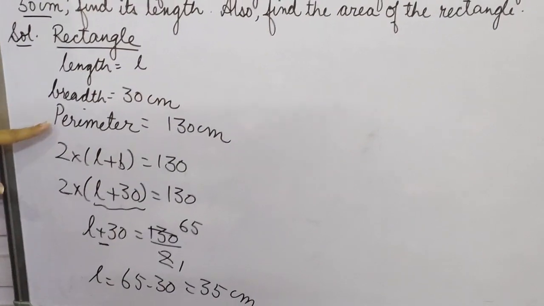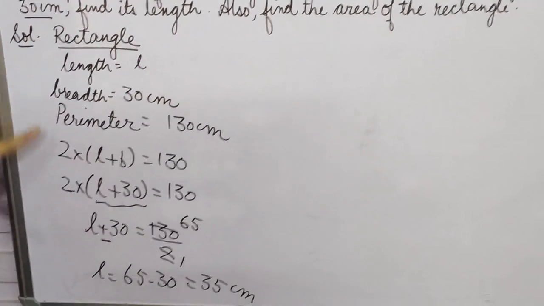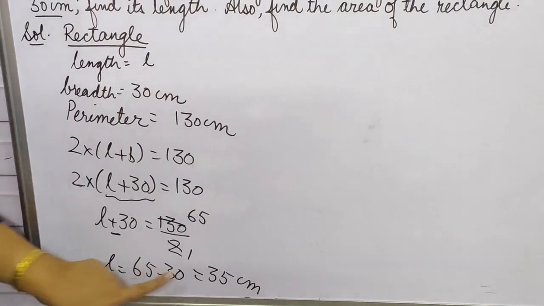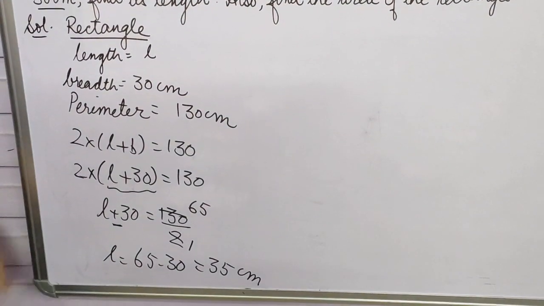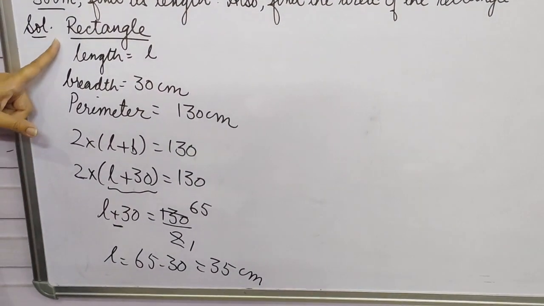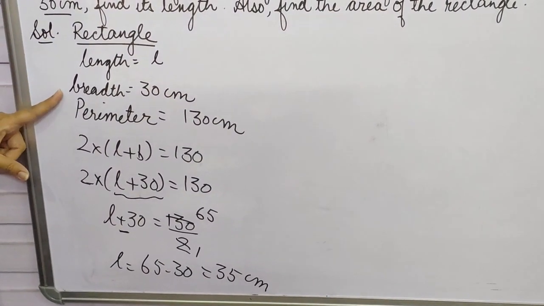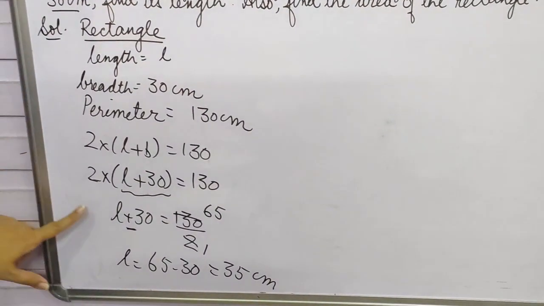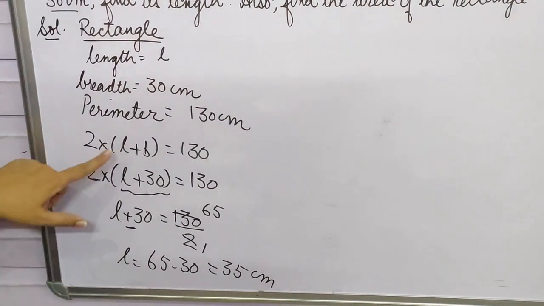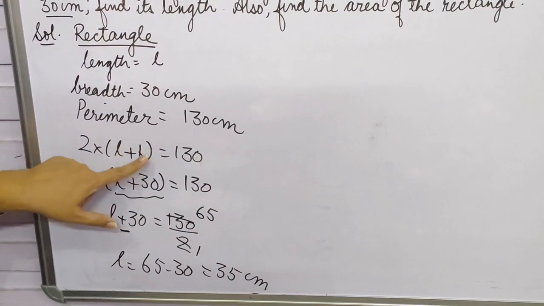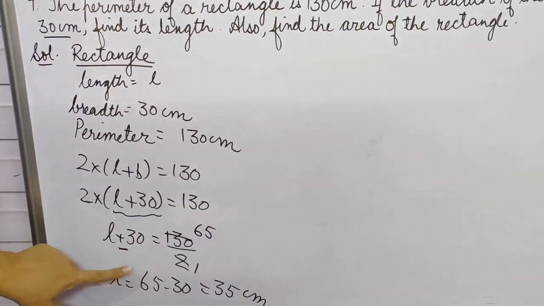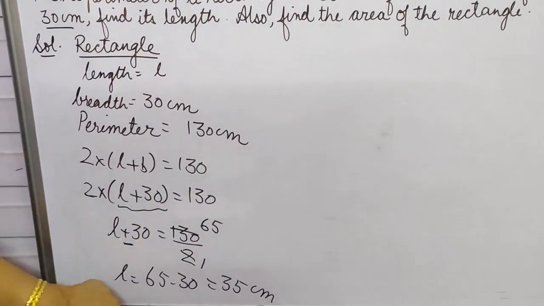So when we are given the perimeter and breadth, this is how we calculate the length of the rectangle. Alternatively, if you are given the length and you are to find out the breadth, then the same thing is to be done. Instead of L, B will be taken as a variable and there you will calculate the breadth.